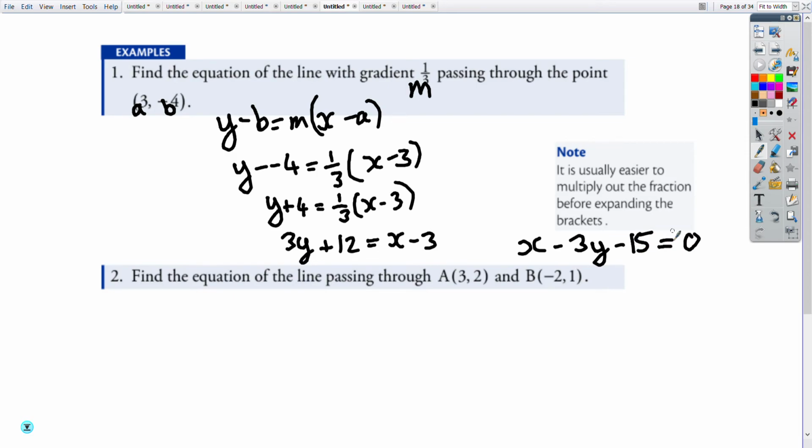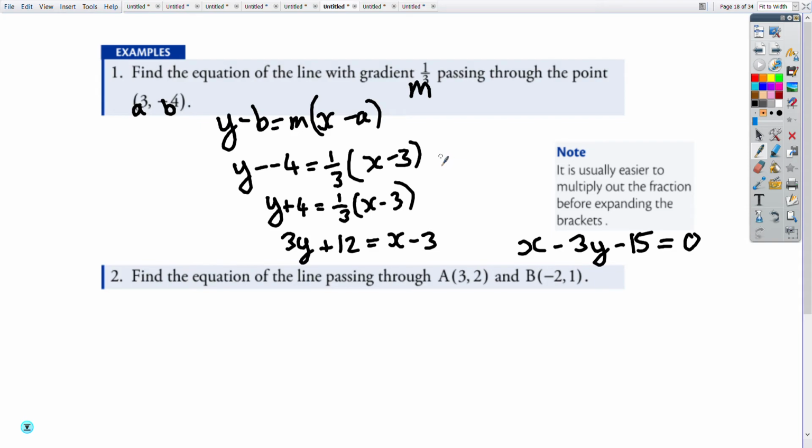So that would be the answer to the first question. Now you can also answer that question if you were taught the way of just using y equals mx plus c and then finding out what c is, then getting the equation from there. That's absolutely fine. You can leave your answer as that.